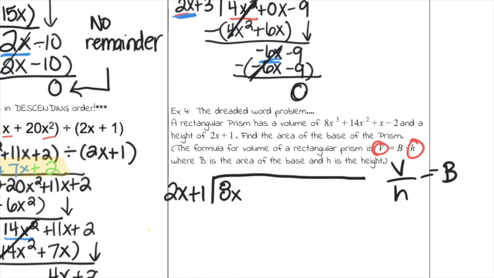And we're going to be dividing 8x cubed plus 14x squared plus x minus 2. Now this is already in descending order, and even in descending order, there's no placeholders that are needed. Okay, so we can actually just go ahead and start dividing this out. All right, so what do we need to multiply 2x by to give me 8x cubed?